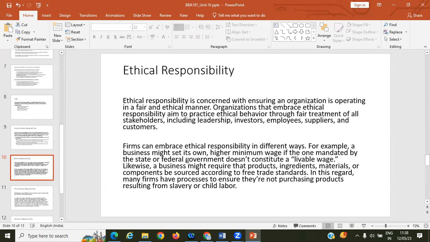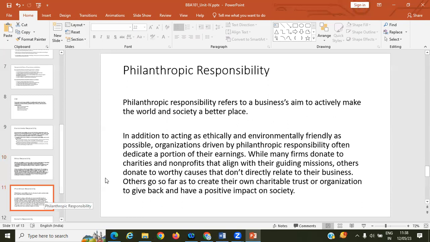Similarly, you have philanthropy responsibility. Philanthropy responsibility is what? Philanthropy responsibility refers to the business aiming to actively make the world and society a better place.